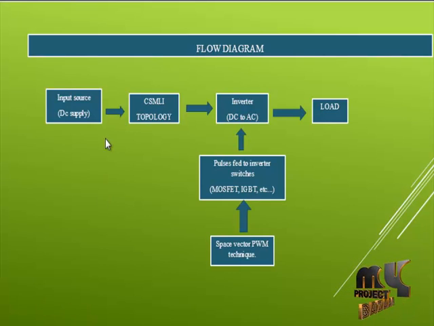This is the flow diagram of our product. This is the input source. This source is a DC supply. The source may be a battery, PV cell, or fuel cells, and the DC supply is fed to the inverter section, and these inverter components are connected in CSMLI topology.